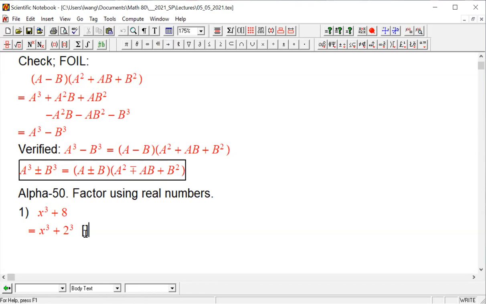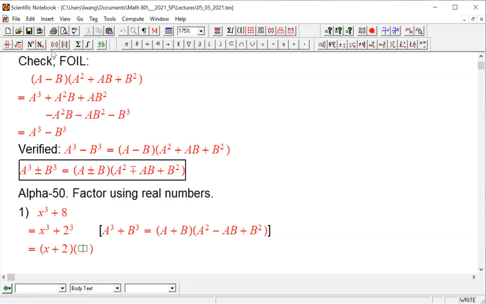it would be the plus here. If this is a plus, and that's minus. Oh, sorry, this is a plus. This is a minus. Okay, so we can apply that formula. Okay, A is x, B is 2. So we'll plug in the formula, we're gonna get x plus 2.